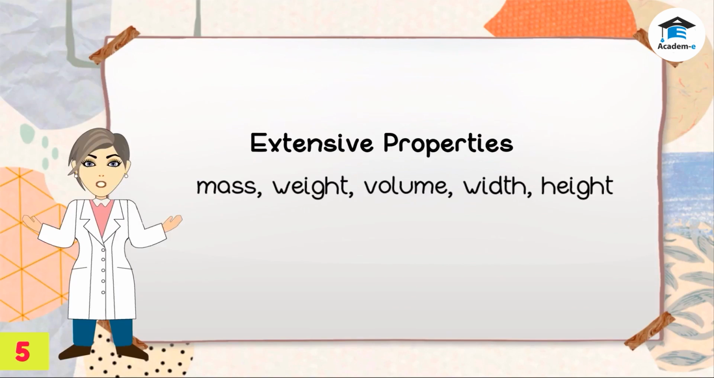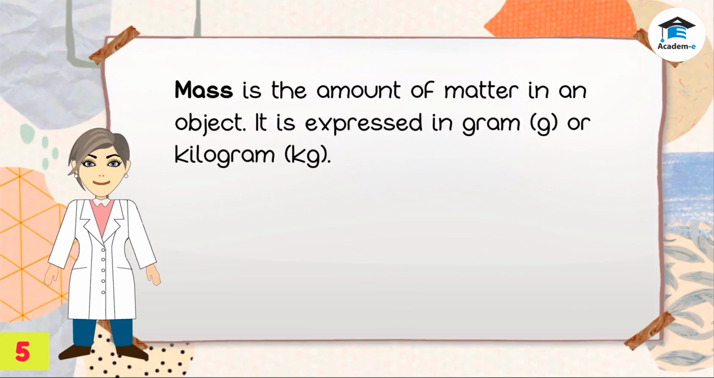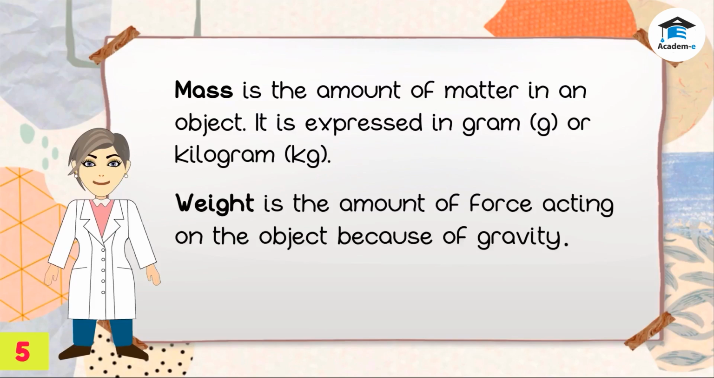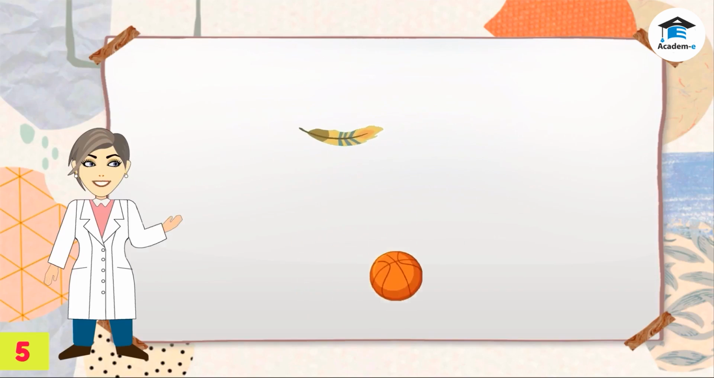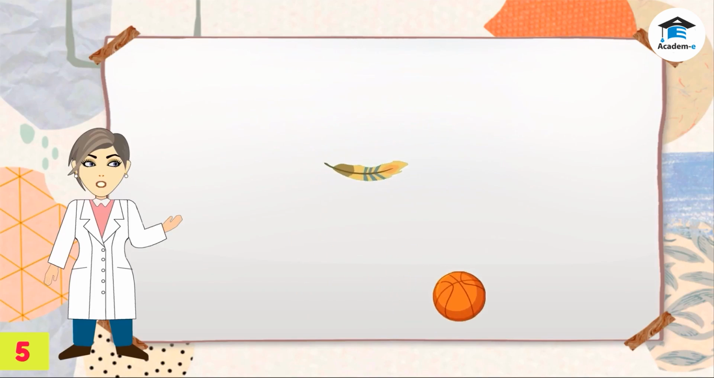Mass and weight are often confused. Mass is the amount of matter in an object. It is expressed in grams and kilograms. Weight is the amount of force acting on the object because of gravity. The mass of an object remains the same regardless of where the object is, while the weight of an object changes depending on the strength of the pull of gravity on the object.